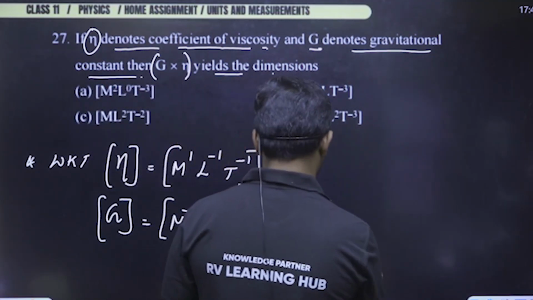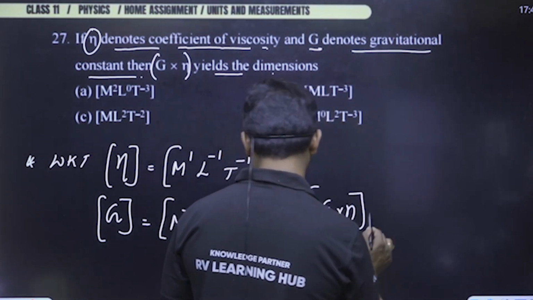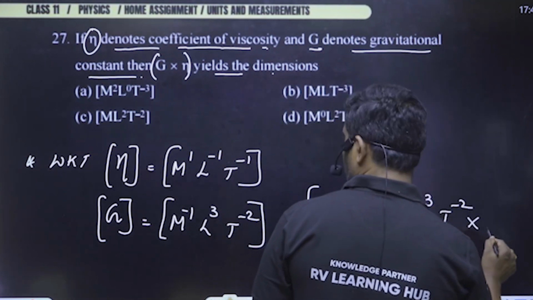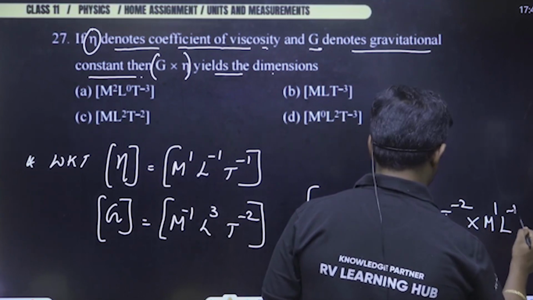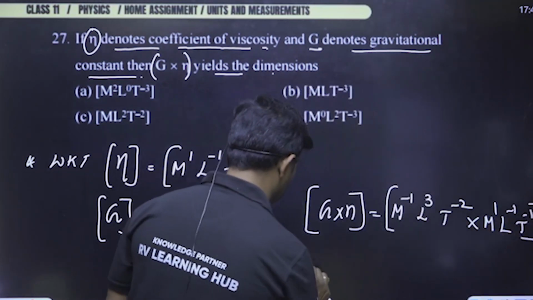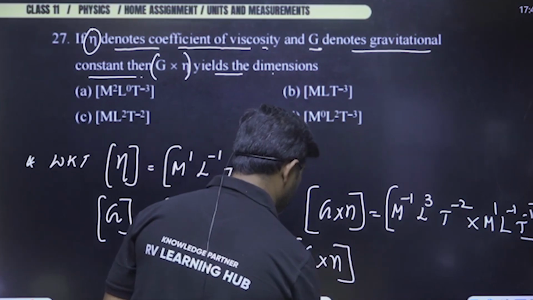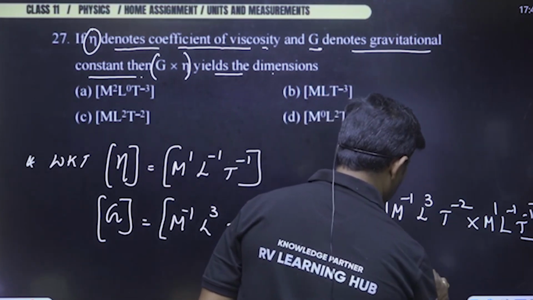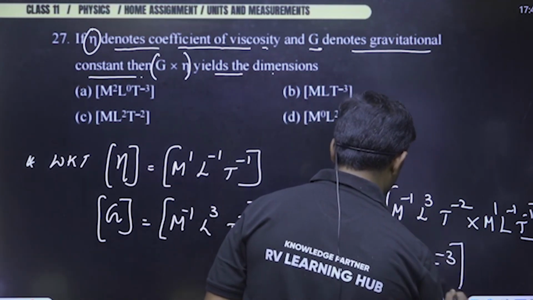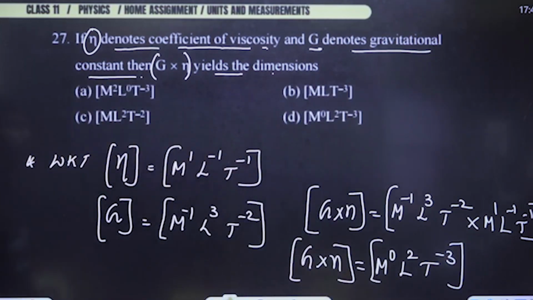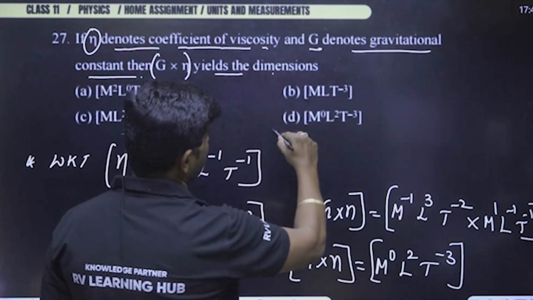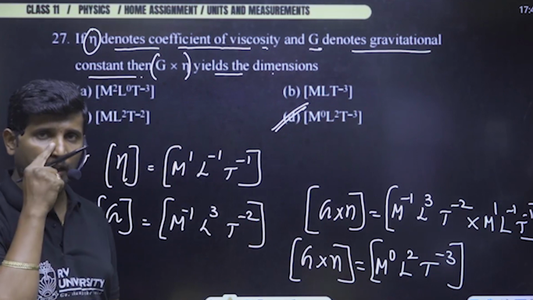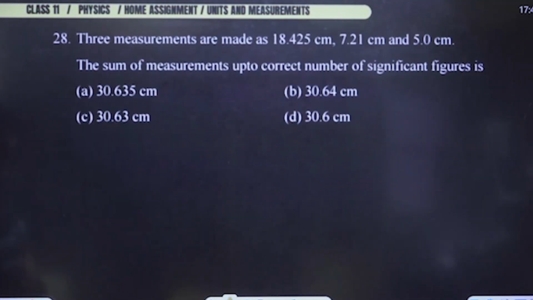So we can say G into eta will have the dimensions equal to, G is M to the power of minus 1, L to the power of 3, T to the power of minus 2, into eta is M to the power of 1, L to the power of minus 1, T to the power of minus 1, is it right? So whenever we multiply and get the dimensions, then we can say M to the power of 0, L to the power of 2 and T to the power of minus 3. So what is the option we can say, M power 0? M power 0 means we can select option D as the right answer. Is it clear? I hope you are understanding here. So let us see the next question, what they are saying to us.